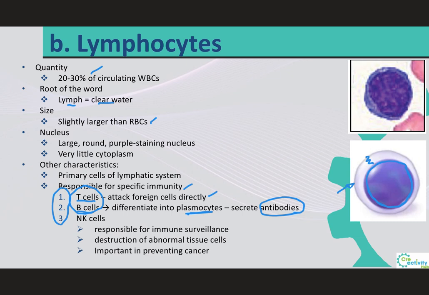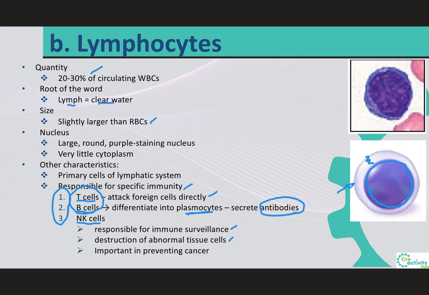And the last type of cell are the NK cells. They're called natural killer cells. They are the largest agranular lymphocyte, and they are responsible for immune surveillance and the destruction of abnormal tissue cells. So they do live up to their name, because they go in there and destroy everything that's not normal to the tissue.